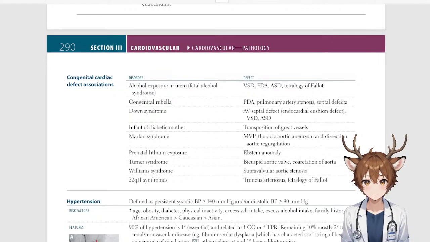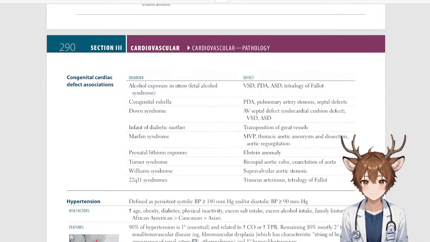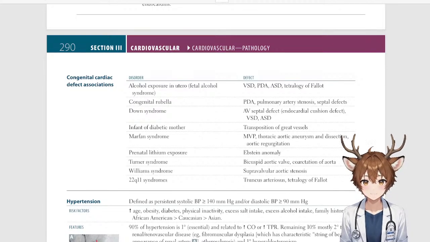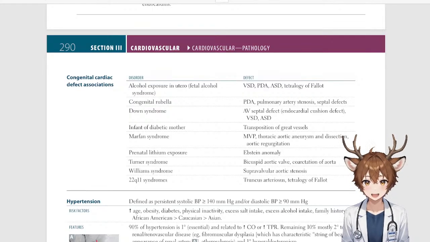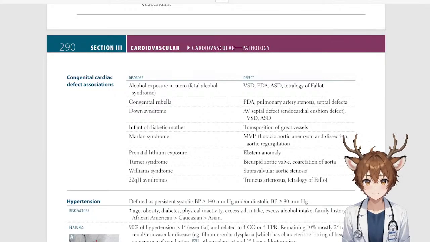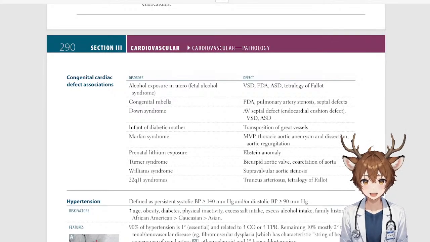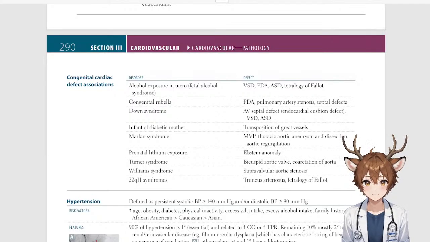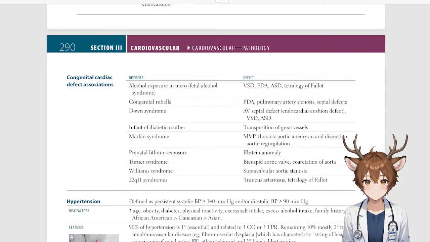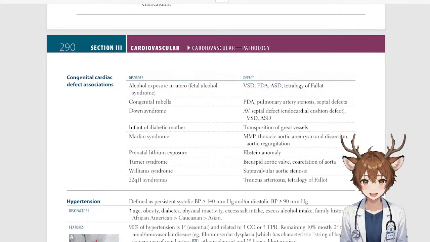Down syndrome. AVSD, VSD, ASD. Infant of patient with diabetes during pregnancy. So, I guess that would be gestational diabetes. Mother is diabetic. Well, no, gestational diabetes is different. So, ignore that. They're talking about a pregnant mother with diabetes. So, what's the association for the infant? Transposition of great vessels. Kind of crazy.